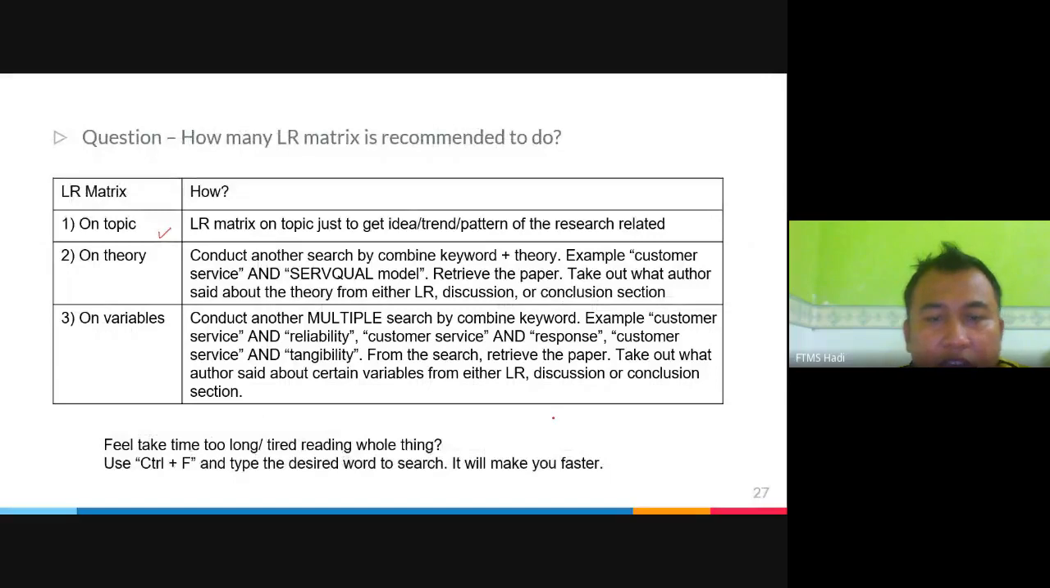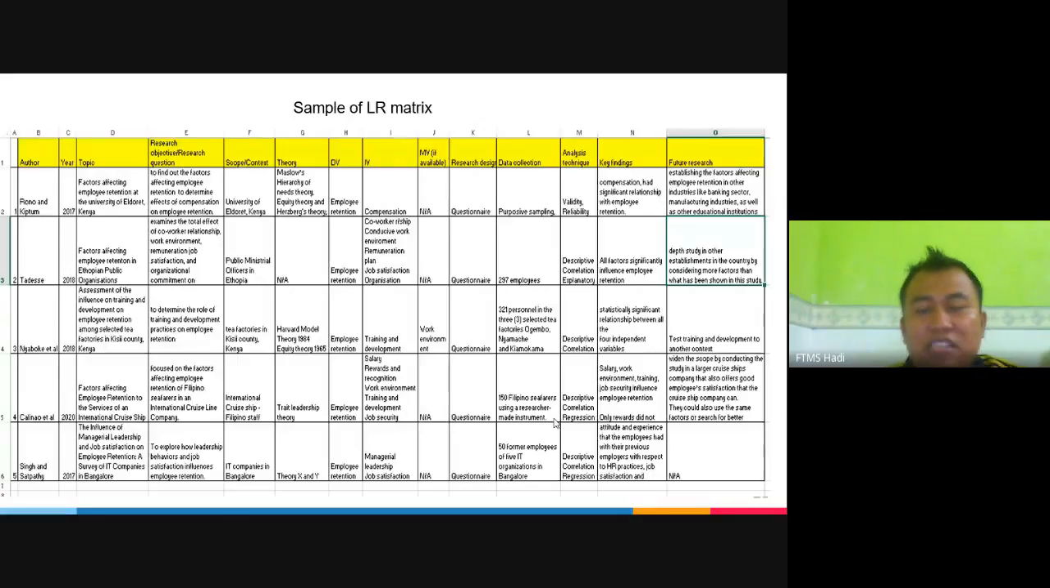Okay, this is on the theory, and then on variables. I skip this one first, because these are the sample of the LR matrix. Let's say this is the Excel that I got. Here, let's say 5 papers. The number of papers is up to you, but this is to get an idea about the decision that you will make later on.